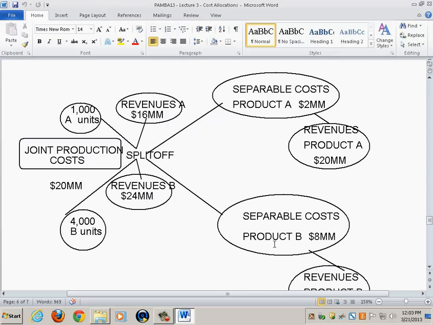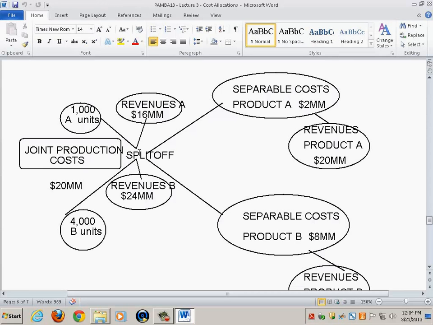So we have the joint cost of the production first phase, and the joint costs of the production are given as $20 million. Then we have a split-off point, and at the split-off point, two products are split off the joint production, product A and product B. And in terms of physical number of units, 1,000 units of A are split off, and 4,000 units of B are split off.